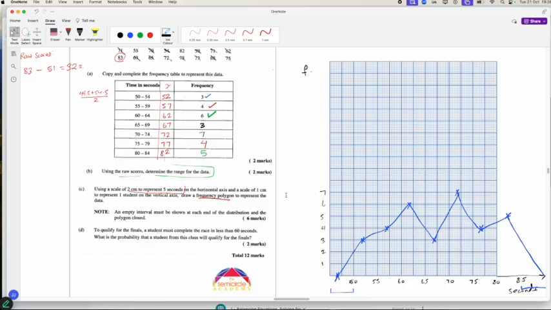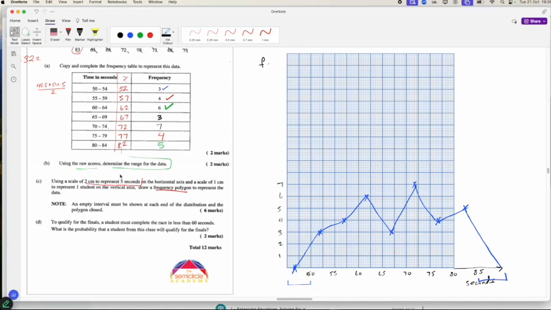Right. And so 2 centimeters to represent 5 seconds. My lowest amount of seconds is 50, so I started with 50 here and I go 2 centimeters. So 55, 60, 65, 70, 75, 80, and of course it looked like I ran out of graph paper, so 85 and then 90.